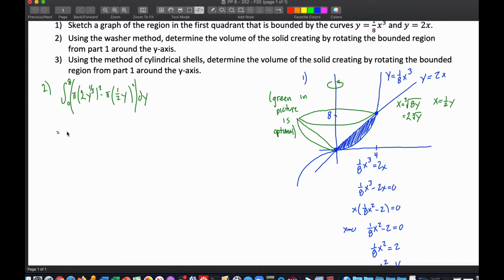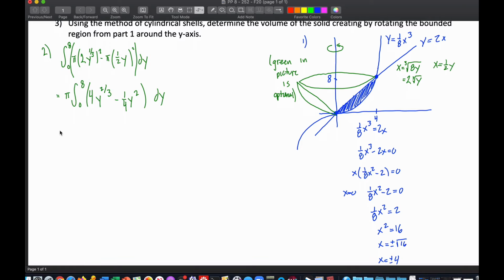I guess you could pull the pi out in front if you felt like it. And then 2 times y to the 1/3, squared. Well, 2 squared gives me 4, and y to the 1/3 squared gives me y to the 2/3 power. And then 1/2 y squared gives me 1/4, which is 1/2 squared, times y squared. So here's an equivalent integral that's a little bit easier to evaluate.